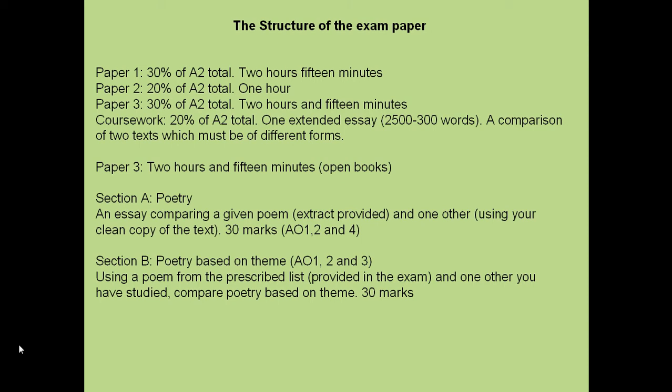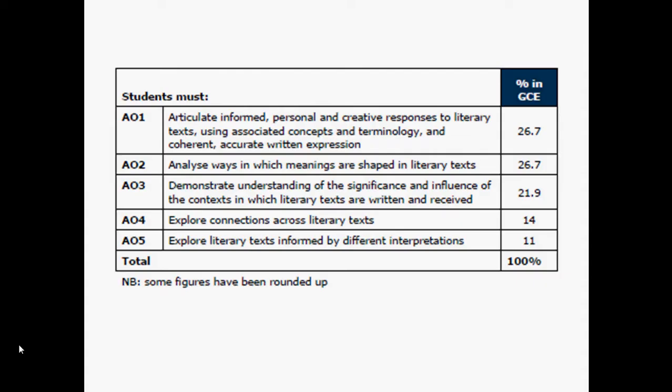And we need to be making sure that we're using a poem from a prescribed list provided in the exam and one other that you have studied. So again, that means that you should already have all this information ready to go. But assessment objectives 1, 2 and 3, what does that mean? Well, assessment objective 1 is your ability to write a proper argumentative essay using terminology all the way through. 2 is your ability to analyse form, structure and language to support that argument. And 3 is your ability to include different aspects of context, social, historical, literary context to support what you're saying.